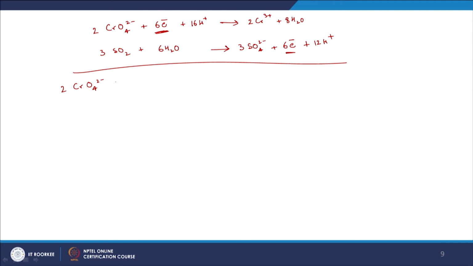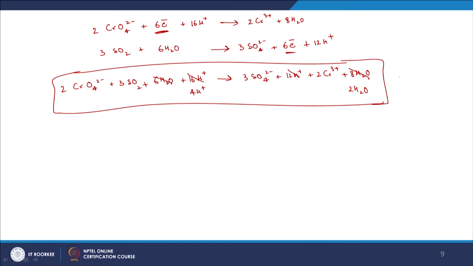2 CrO4 2 minus plus 3 SO2 plus 6 H2O plus 16 H plus would go to 3 SO4 2 minus plus 12 H plus plus 2 Cr3 plus plus 8 H2O, and now I need to balance with respect to H2O and such. Here I have 8 and 6, so in effect this would end up being 2 H2O here, and here I have 16 H plus and 12 H plus, so this would end up being 4 H plus here. So this is my overall redox reaction.